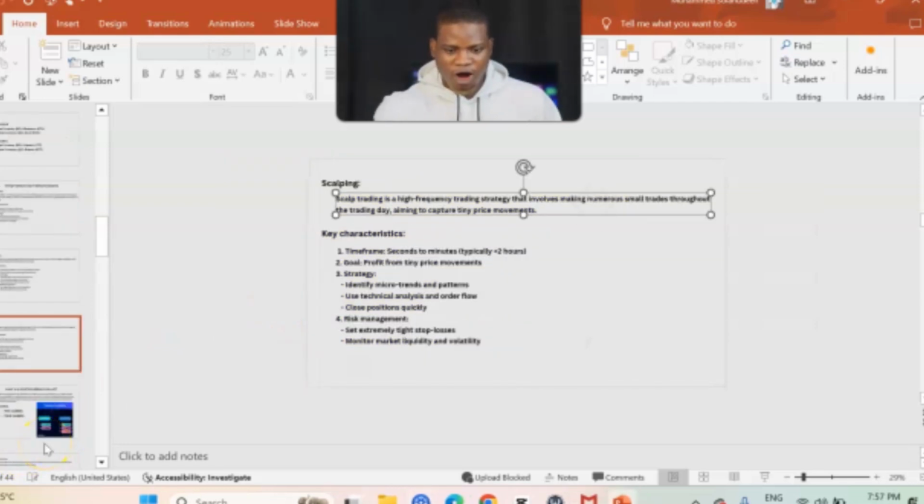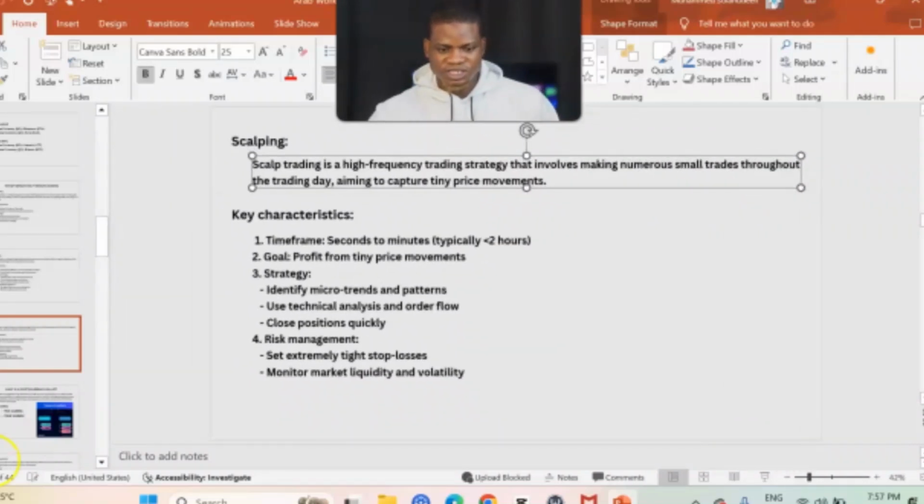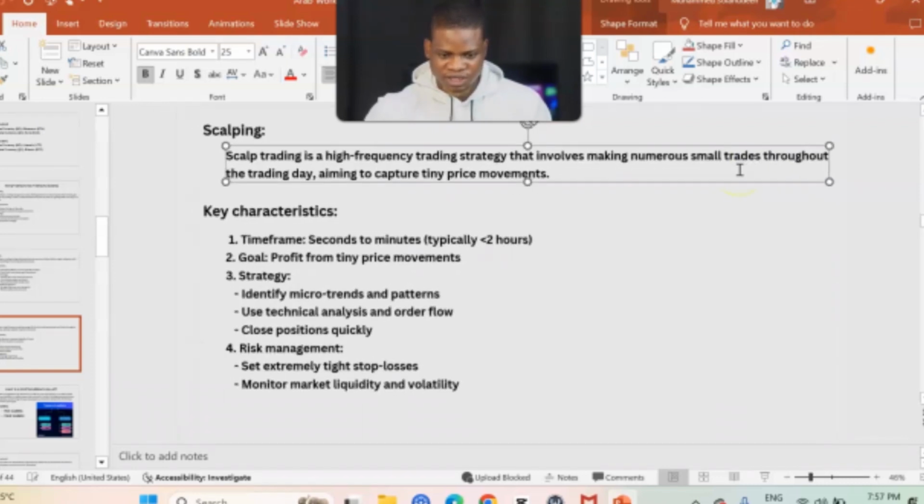The third one is scalping, or scalp trading. Scalp trading is a high frequency trading strategy that involves making numerous small trades throughout the trading day, aiming to capture tiny price movements. So, we said day trading is within a day. Scalp trading is also a kind of day trading, but with scalp trading, you are trying to take a lot of trades, capturing small movements.